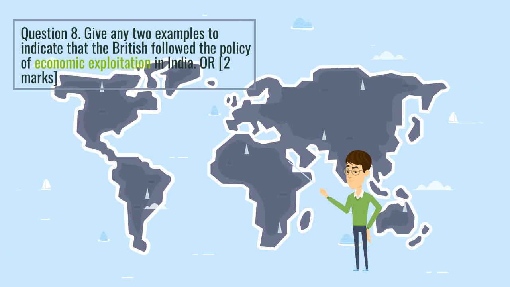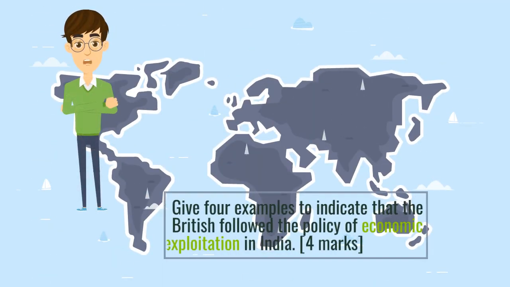Question 8. Give any 2 examples to indicate that the British followed the policy of economic exploitation in India. Or, 2 marks. Give 4 examples to indicate that the British followed the policy of economic exploitation in India. 4 marks.